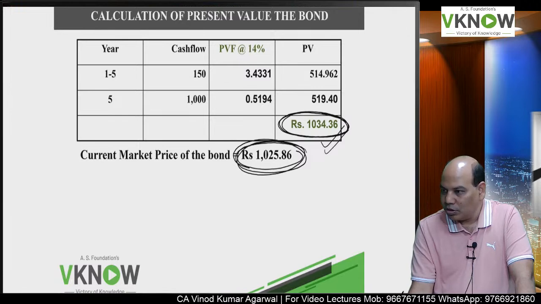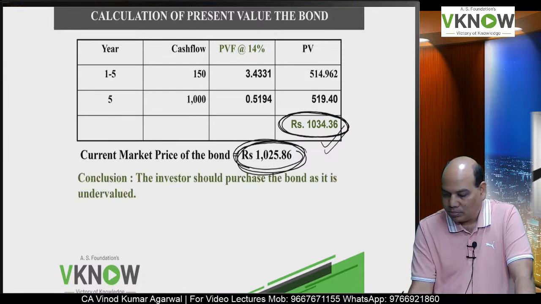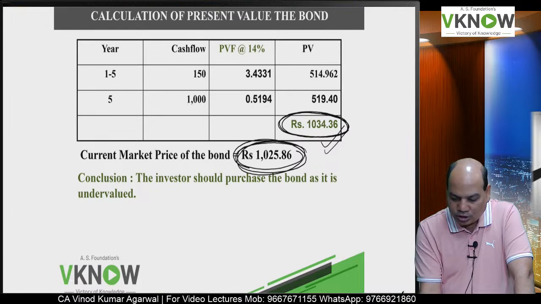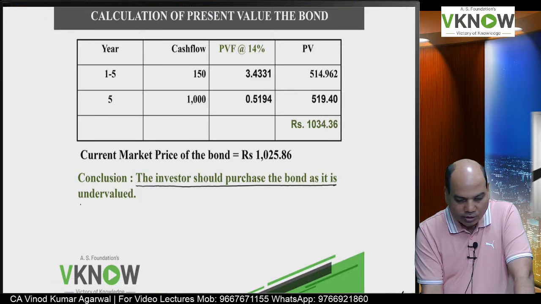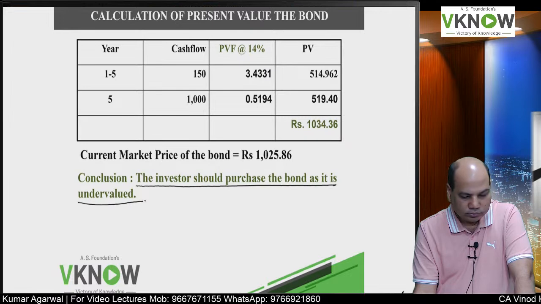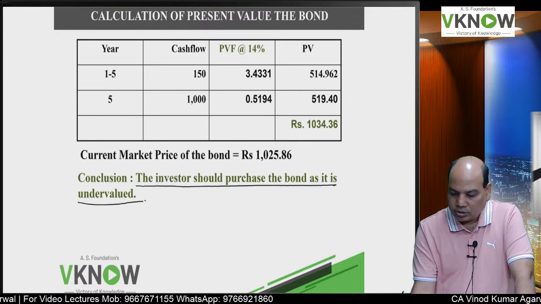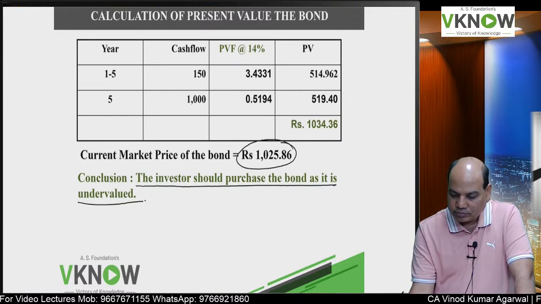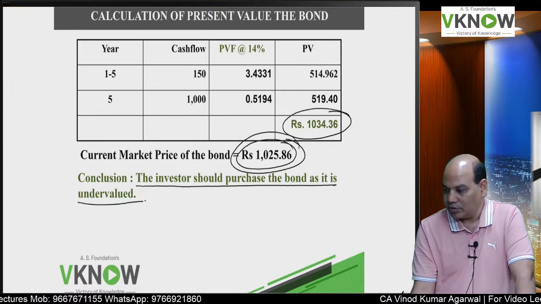Should Mr. Alok buy or not? The current market price is less than intrinsic value. It is available at a lower price. It is undervalued. Write down, buy. So the conclusion: the investor should purchase the bond as it is undervalued. You are getting it cheaper. This is what you are willing to pay, but it is available at a lower price.